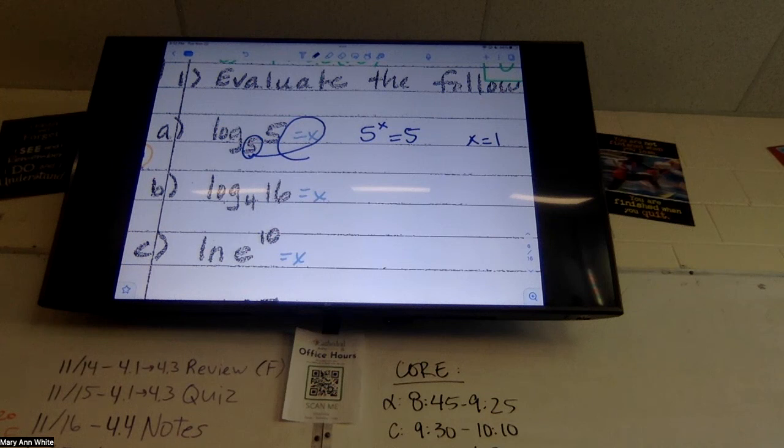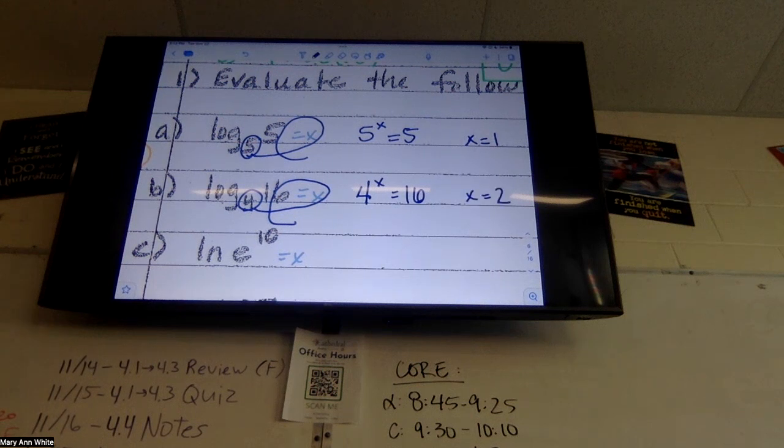All right, let's do it for the next one. I start with 4, I loop around to x, and I finish through 16. So that exponentially would be 4 to what power equals 16? Good. And what would x be? 2. Oh, great job.